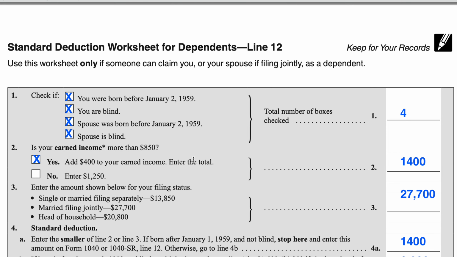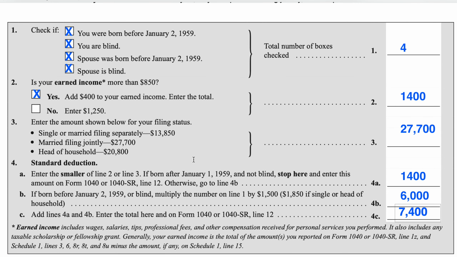So this is for someone who can be claimed on another taxpayer's tax return. So you would still get a standard deduction of $7,400 based on checking all 4 of these boxes, and if you had $1,000 of earned income. So if you didn't have any earned income, you would enter the 1,250. All of these numbers would remain fairly similar. The only thing that would change is this bottom number right here.